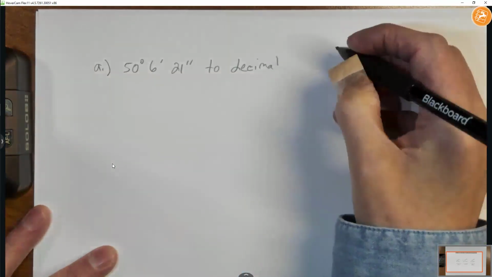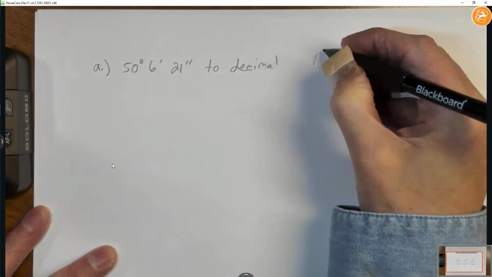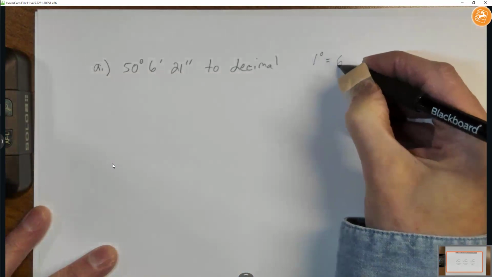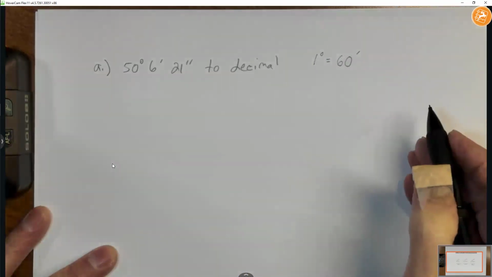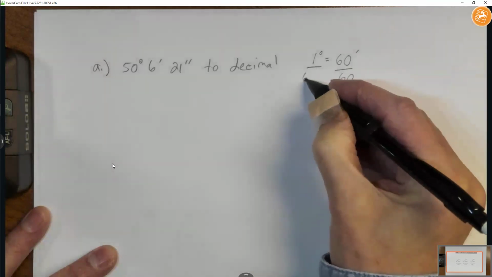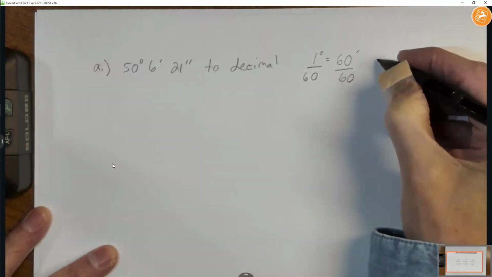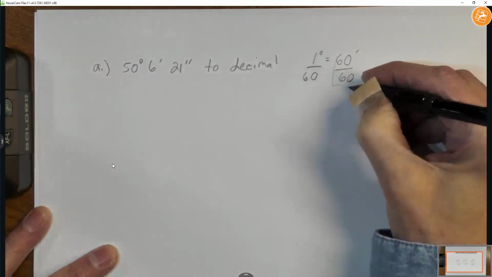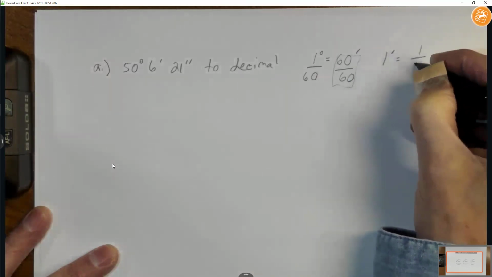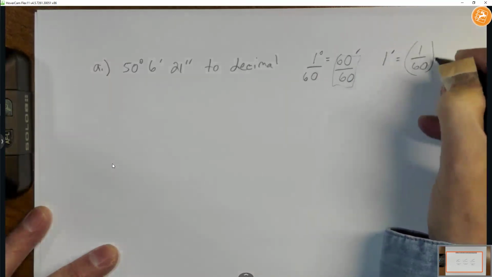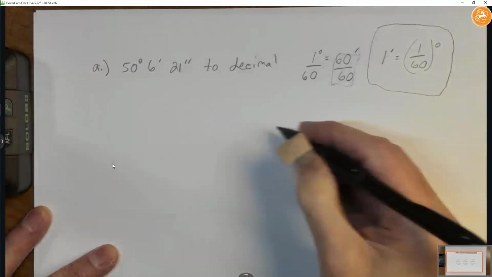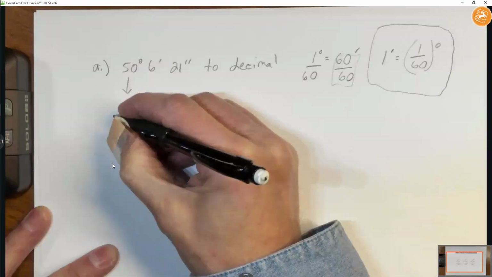And we know that 1 degree is equal to 60 minutes. So if I divide those both by 60, I've got that this is now 1 minute. So 1 minute is equal to 1/60th of a degree. Okay, so let's keep that in mind as we do this. This part's already in degrees. We don't have to do anything there.